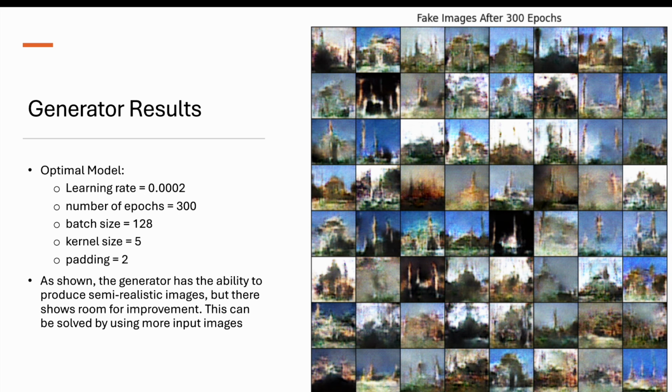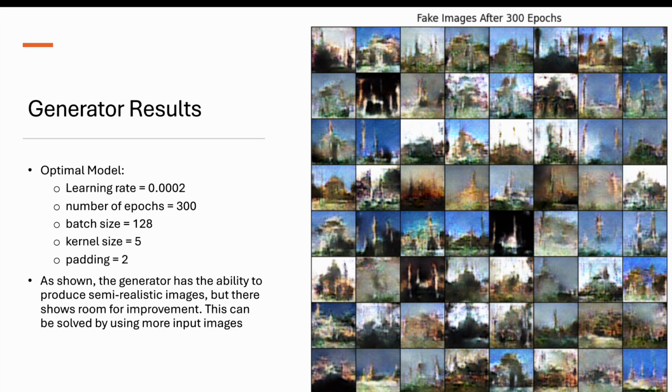So over here we have generator results. Now this is with a learning rate of 0.0002. And of course we tried many other learning rates, but we found this to be the most effective output, where we have 300 epochs, a learning rate of 0.0002, a batch size of 128, a kernel size of 5, and padding of 2. And of course we see that there is room for improvement.